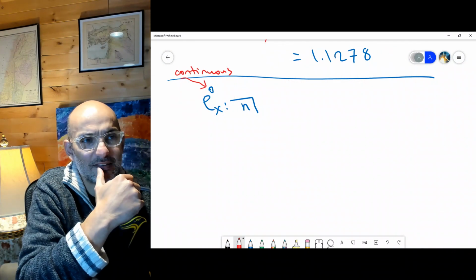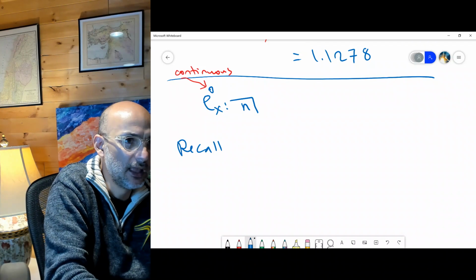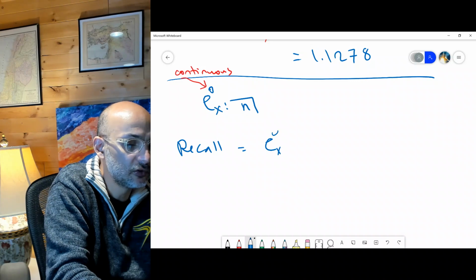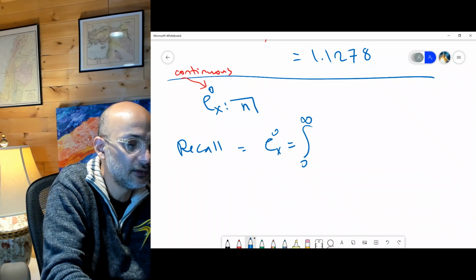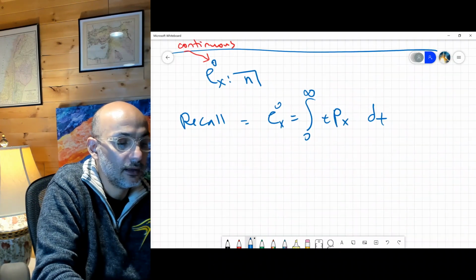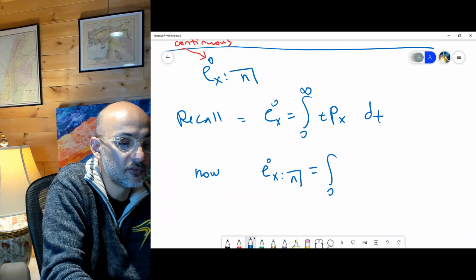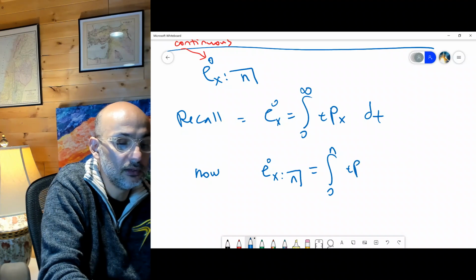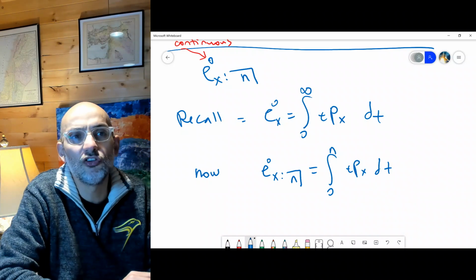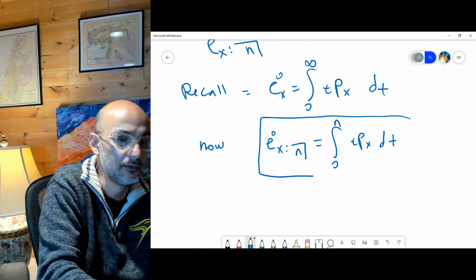And let's look at this one quickly. Remember what we said, recall what we did last time. We said e_x continuous, we have the integral from 0 to infinity of tpx dt. Now if you want the expected remaining lifetime over n periods, it will be simply the integral from 0 to n of tpx dt. You don't integrate it to infinity, you integrate it only to n. And this is something we need to keep in our mind.